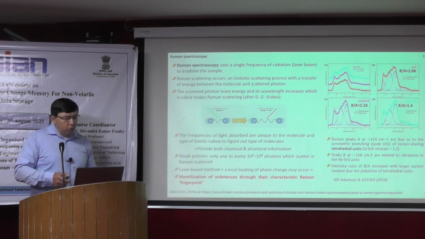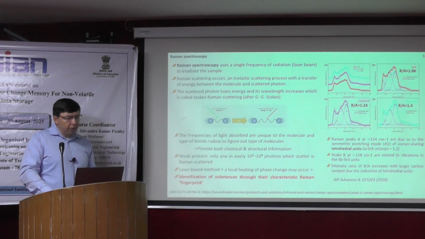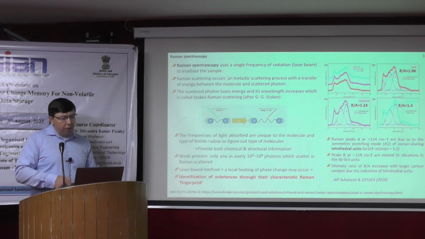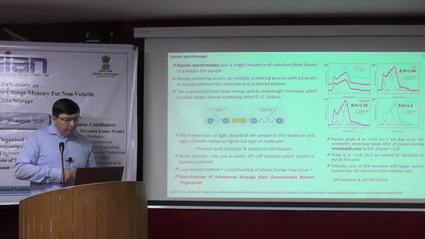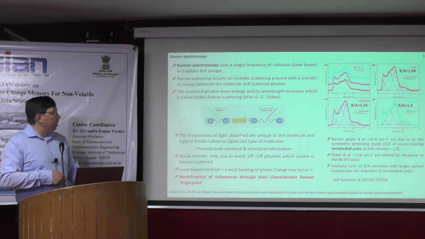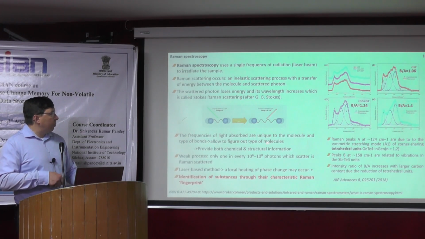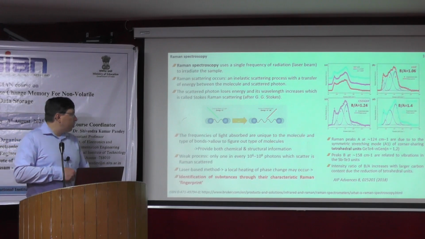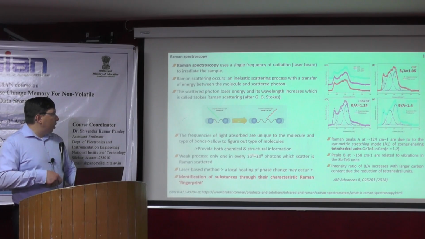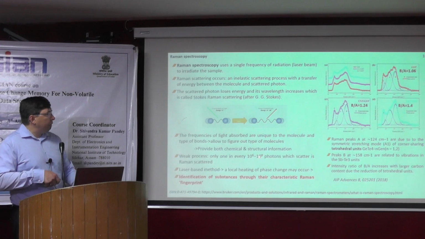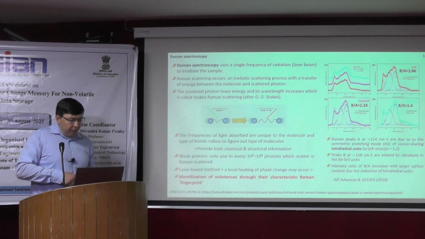The Raman scattering occurs as an inelastic scattering process with the transfer of energy between the molecule and the scattered photon. The scattered photon loses energy and its wavelength increases, the so-called Stokes Raman scattering. The frequency of light absorbed is unique to the molecule or type of bonds, and it allows you to figure out the type of molecules or atoms, providing both chemical and structural information. But this is a very weak process, because only 10 to the 6 or 10 to the 8 photons which scatter are Raman scattered.